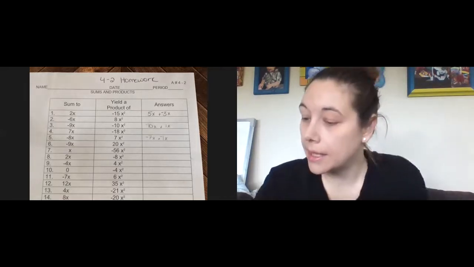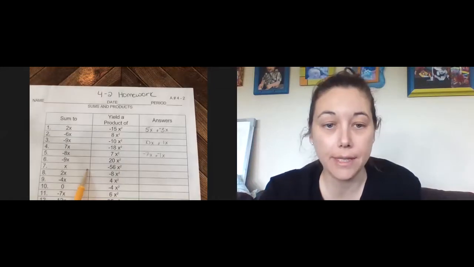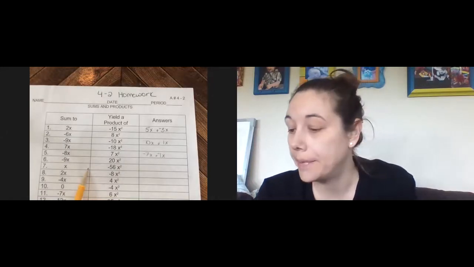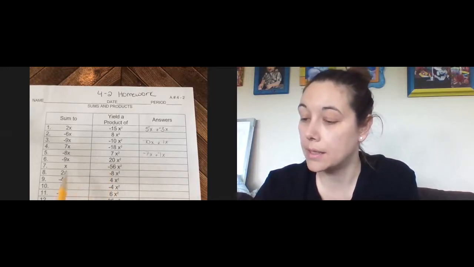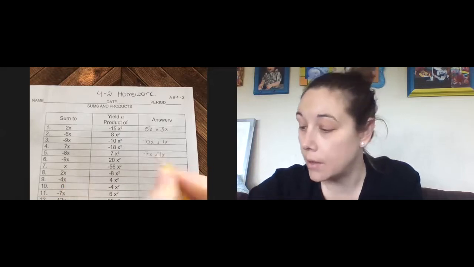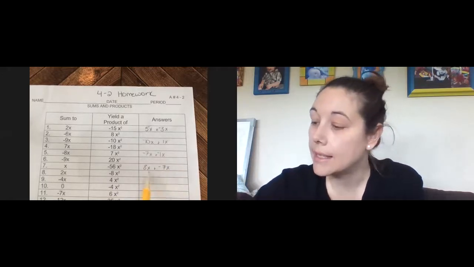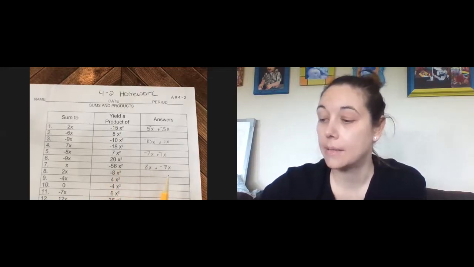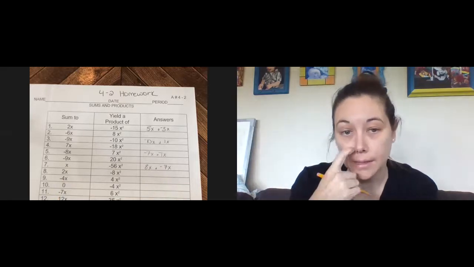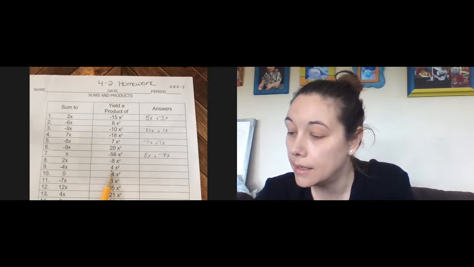Okay, let's take a look at number 7. Our product needs to be negative 56x squared. 8 times 7 gives us 56, but we need one to be negative, one to be positive. Our sum too is positive, so our larger factor needs to be positive. 8x times negative 7x gives us negative 56x squared, and 8x minus 7x leaves us with x. Let's take a look at number 9.